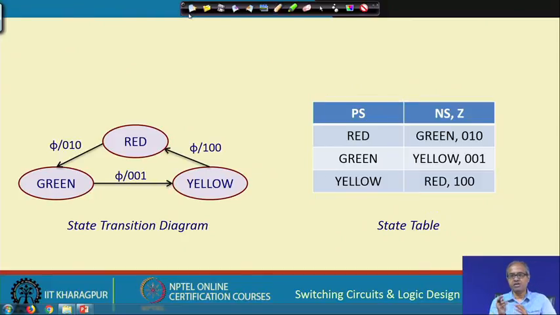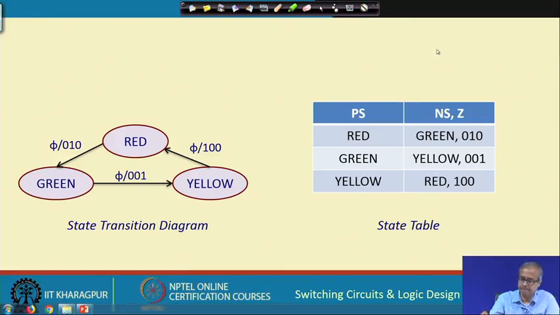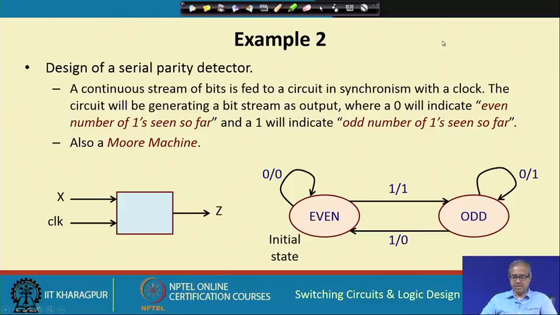So, let us move on to slightly more complex problems to see how the state transition diagram and the state table can be constructed from there. Let us see. Okay. This is a slightly more difficult problem.